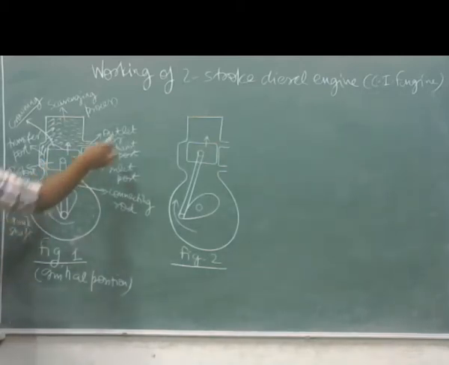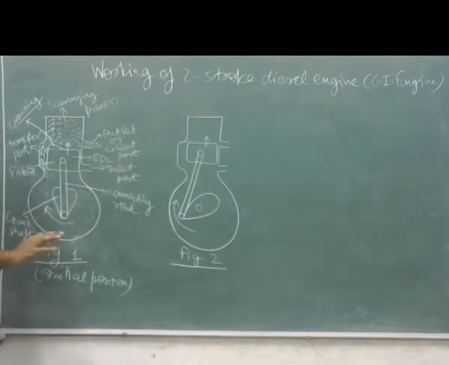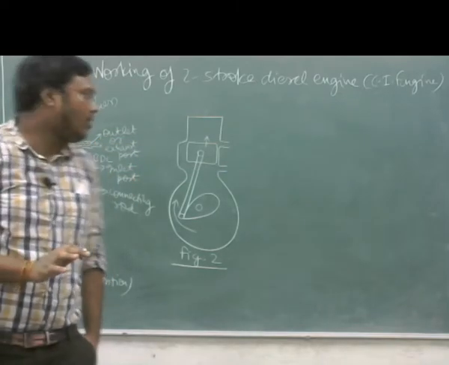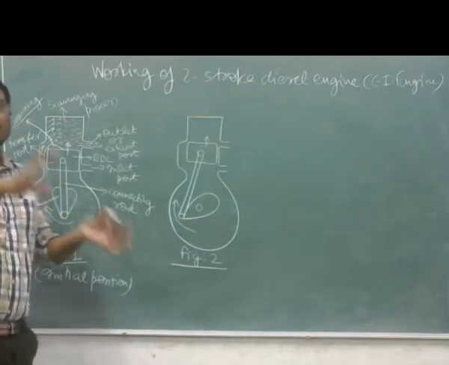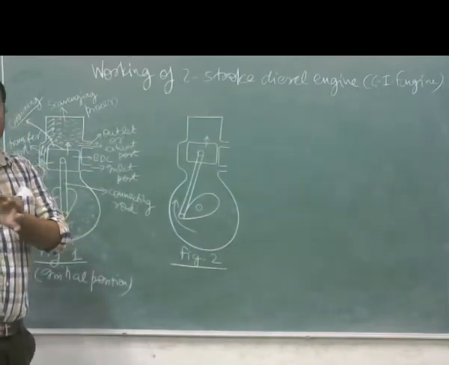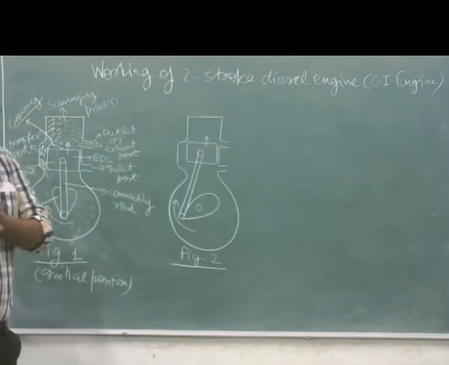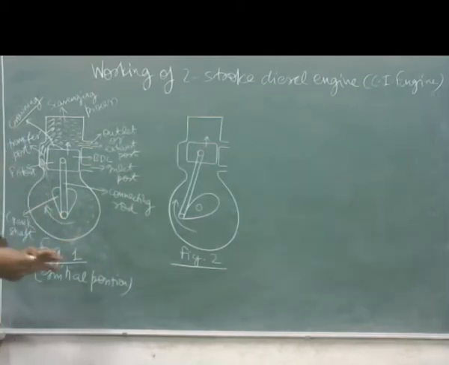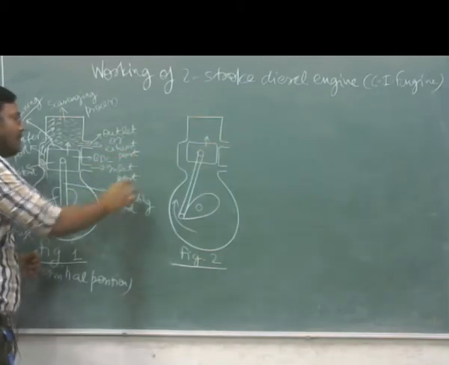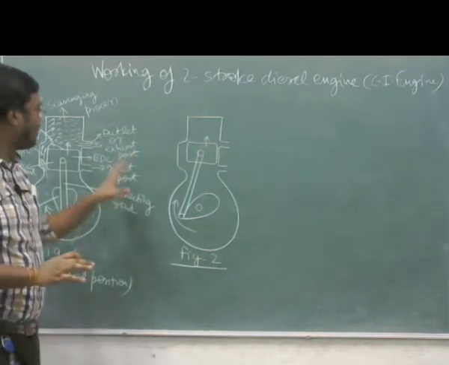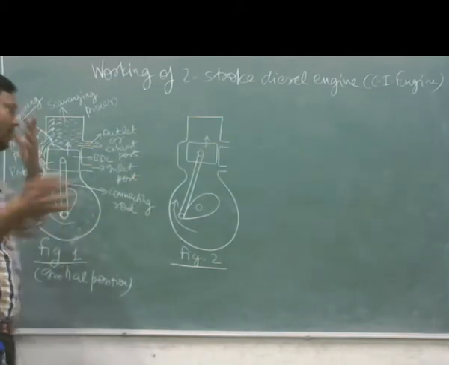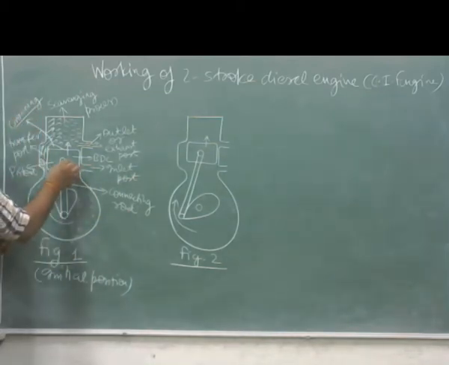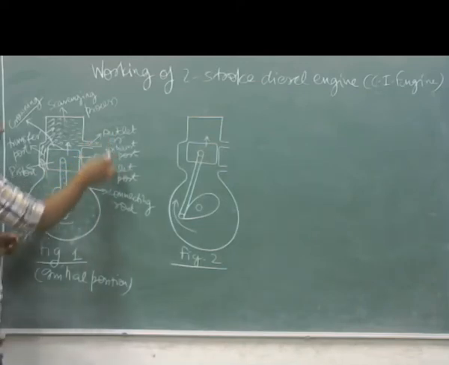The operation of a port is very easy compared to the valve, because for the opening and closing of the valve, we have to arrange some cam and follower. Cam and follower will open and close the valve. But here for the ports, we need not arrange anything extra. By the movement of this piston, this port itself closes and opens.